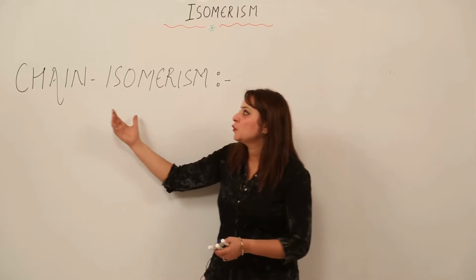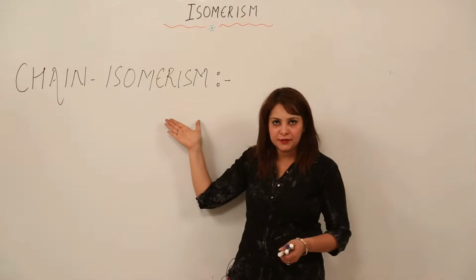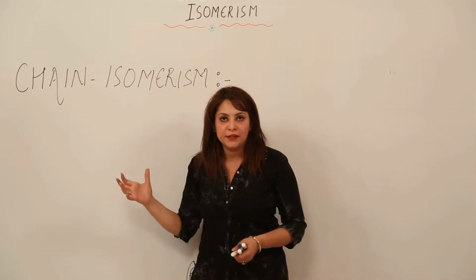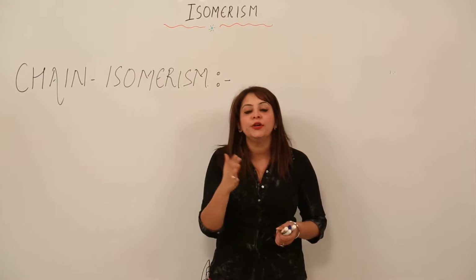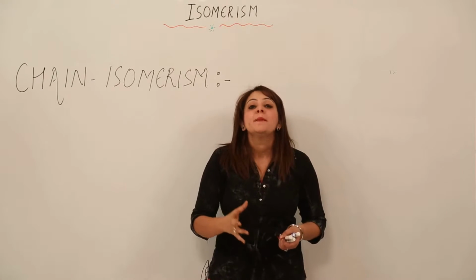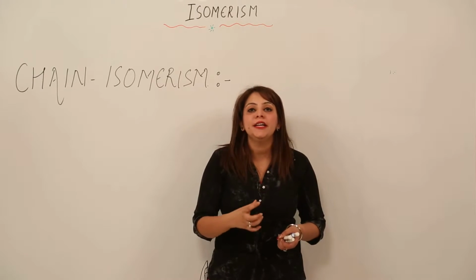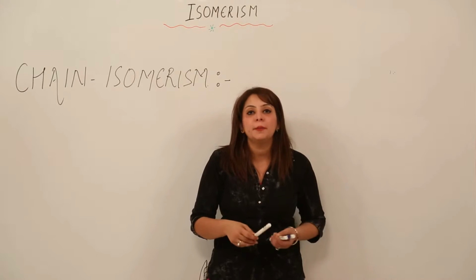See, the first isomerism is chain isomerism, right? So what is chain isomerism actually? In which two or more compounds are going to have the same molecular formula, but they will differ in the nature of the carbon chain, right?